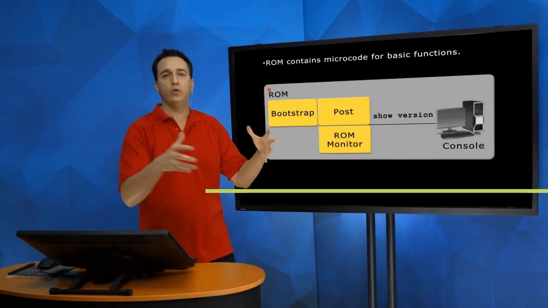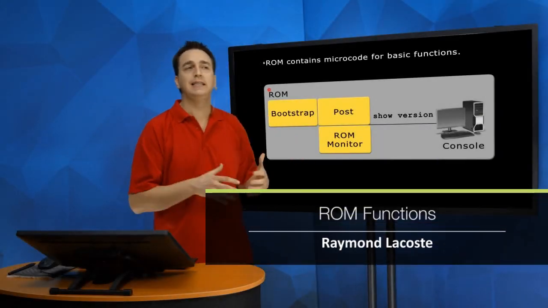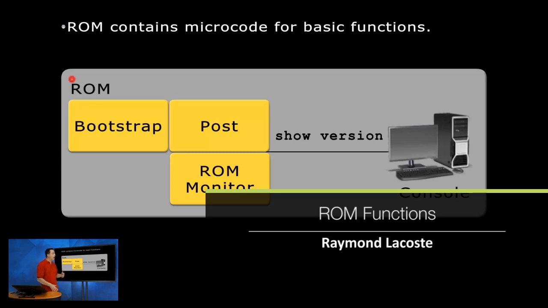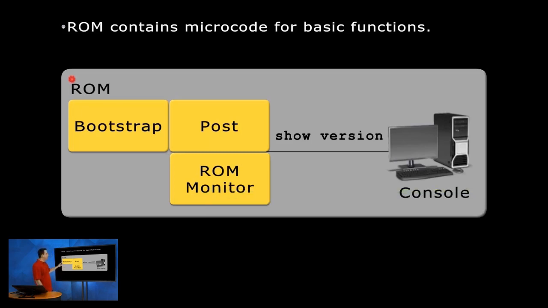Let's peer into the read-only memory. I'd like to find out what exists inside of ROM. We can have a bootstrap program in there. We have the power on self-test. We have ROM monitor. What are all of these about?